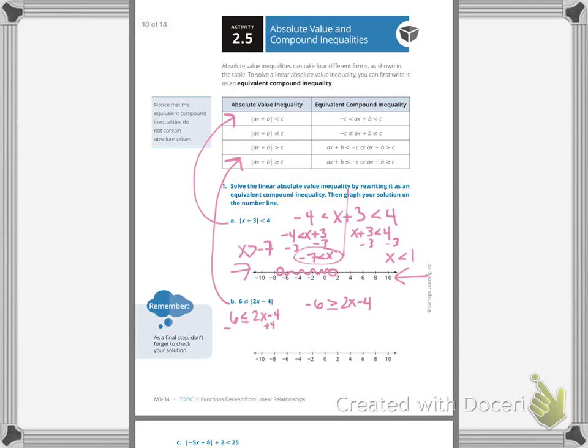So I'm going to add 4, divide by 2. Oops, that's a 5, not a 10. And then flip my inequality to make it easier to graph. This one I add 4, divide by 2. Flip my inequality to make it easier to look at. So it's going to be at -1, closed dot, shaded to the left, and at 5, closed dot, shaded to the right.